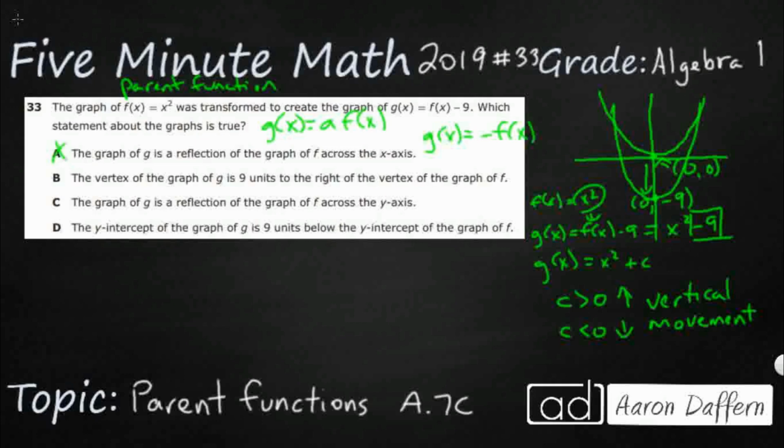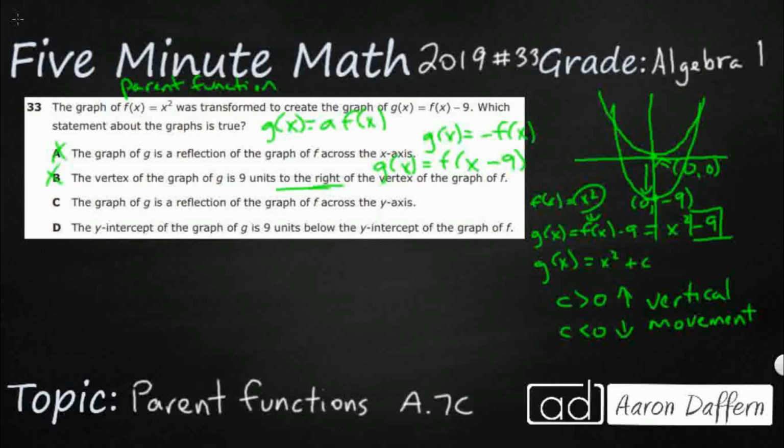B, the vertex of the graph g is 9 units to the right. Nope, not to the right. If we wanted to do that, it would look like this: g of x equals f of x minus 9. The minus 9 inside actually moves it to the right. Plus 9 would move it to the left. So that's how we would make that move to the right.